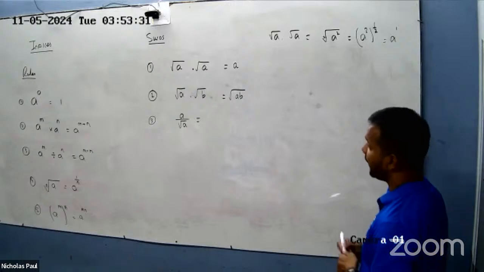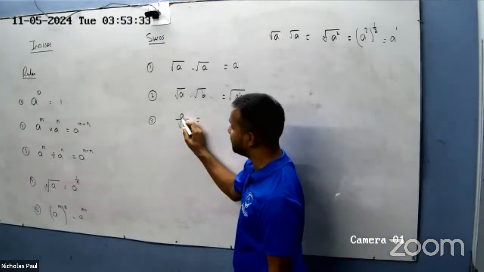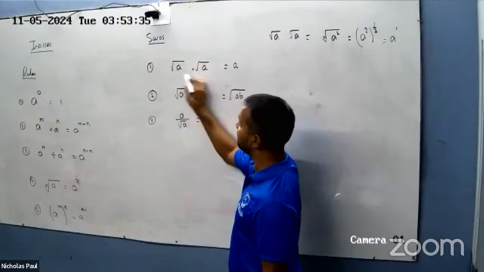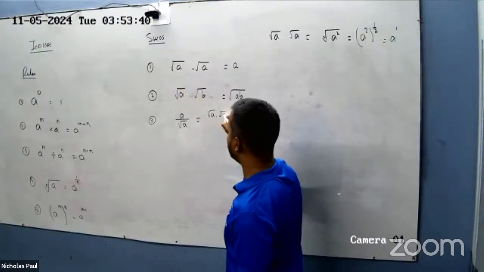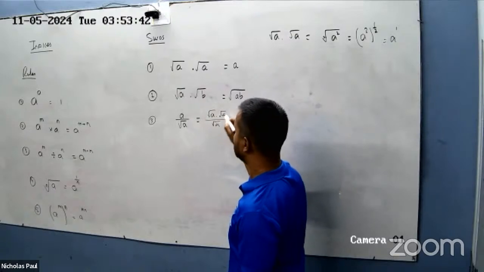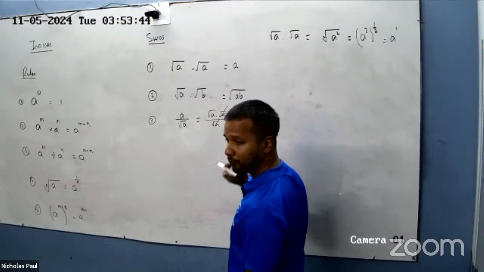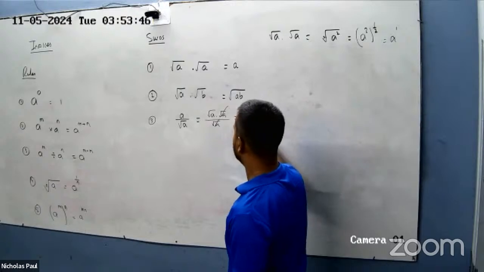Root A, right? Root A. Watch this. A is what? And A is this by this? Yeah? So that's root A by root A all over root A. What will happen here? Now cancel. So you will get root A.